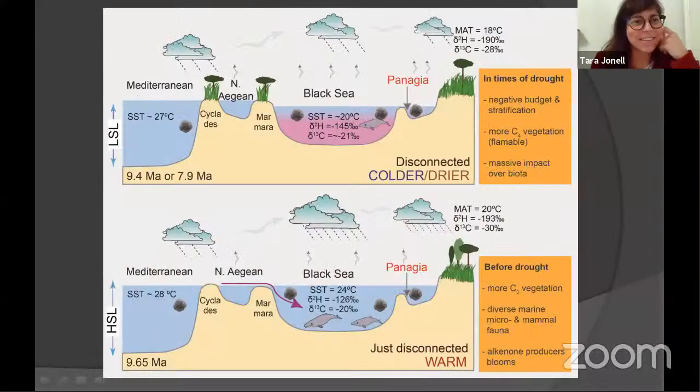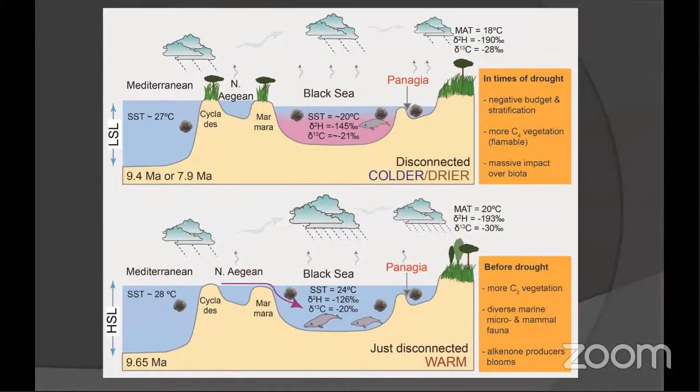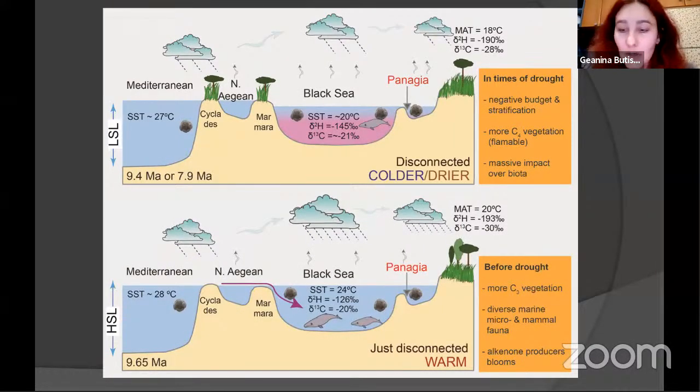Excellent. So the overall idea of what I talked about earlier is that we have these three main moments when we see a very intense drought haunting the eastern Paratethys, and in between these intervals we have rainy periods. And a little sketch to understand how this works.